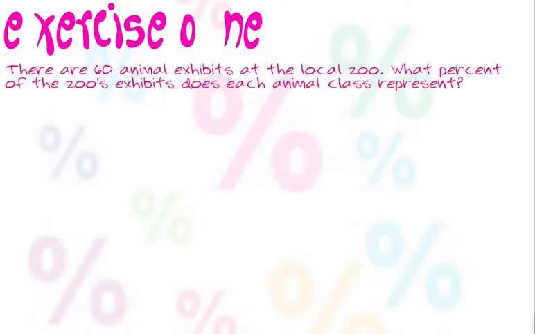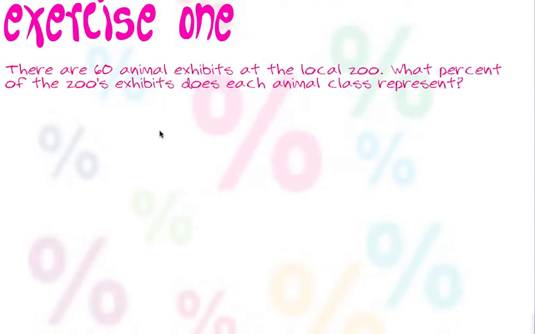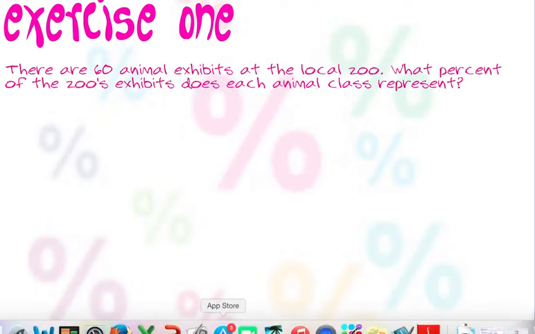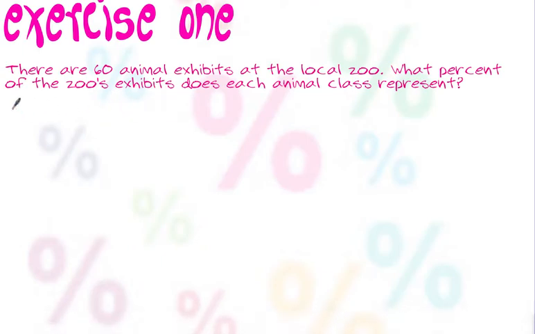All right, so we have exercise 1, and this is where I invite you to pause the video and try it on your own. You have your own graph there where it talks about the 60 animal exhibits at the local zoo and what % of the zoo's exhibits does each class of animal represent. So I didn't put the graph on here because I didn't have enough space, but I know that the mammals make up 30, or I'm sorry, make up 30 exhibits, not 30%.